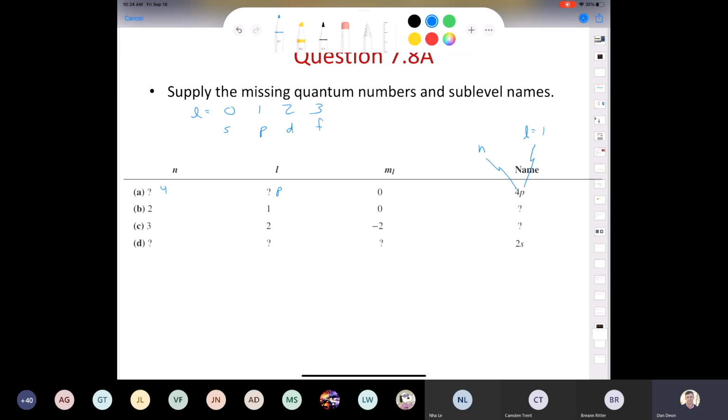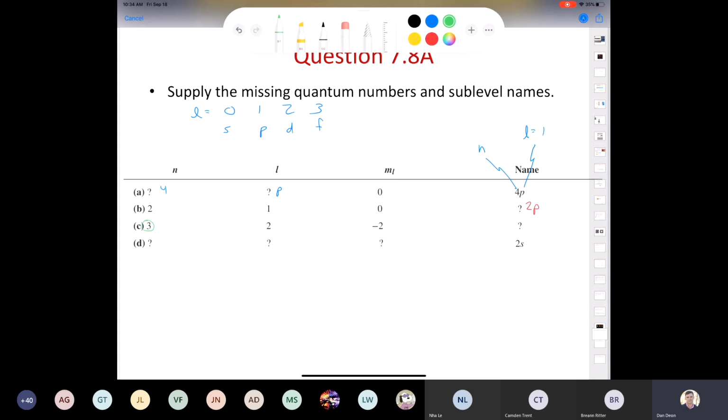Let's give the next one a shot. Who can tell me the name of B? What kind of orbital is B? Yes, excellent. Matthew, Kenner, Liv, excellent. It's a 2p orbital, right? Because we have n is equal to 2, and L is equal to 1, and so that is going to be a 2p orbital.